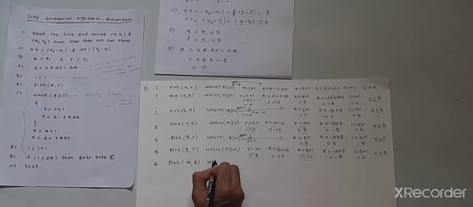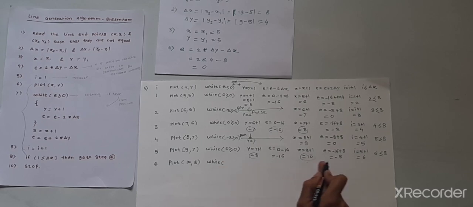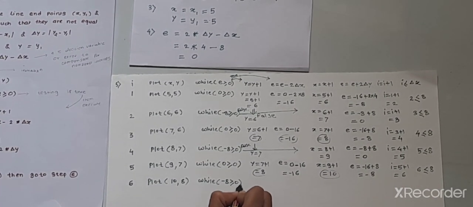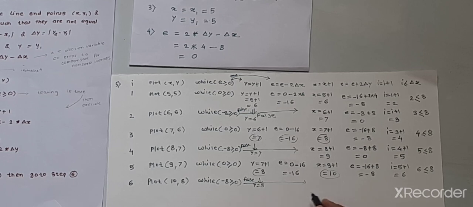Next, once again check the condition of E. The previous value of E is minus 8. Is it greater than or equal to 0? The condition is false, so it is not going to execute. Y will be as it is, there is no change in Y.